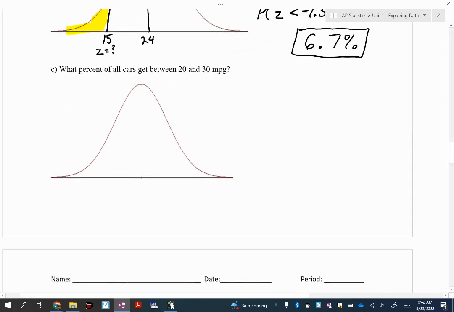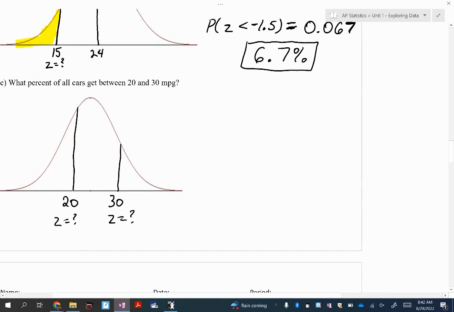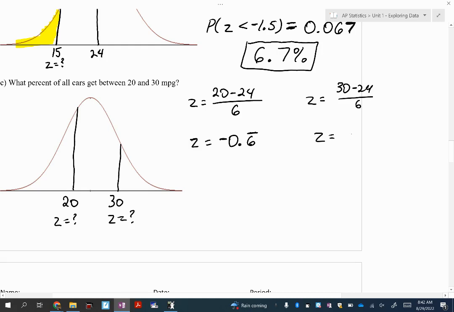All right, so again, 24 is in the middle. We've got 30, which is exactly one standard deviation to the right. And then 20 was a little bit less than one standard deviation to the left. So I'm going to find z-scores for both of these. One of them you don't really need to do the work for because you can see that it is exactly 1. So 20 minus 24 over 6. This one is 30 minus 24 over 6. So this gives you negative 4/6, which is negative 2/3, or negative 0.6 repeating. And this one is going to be a positive 1.